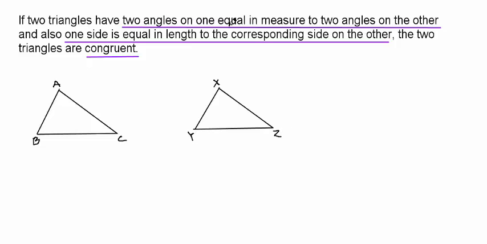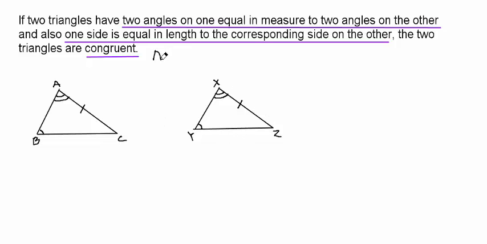If you have two angles on one equal in measure to two angles on the other, which means, let's say, this angle B out here is the same measure as this angle Y, and this angle A is the same measure as angle X over here, two angles, and let's say this side is the same length as this side, which means the side opposite to angle B is the same measure as the side opposite to angle Y, then we could say that the two triangles are congruent, or they're exactly the same, identical in all respects.